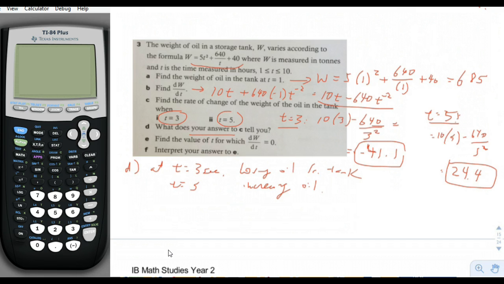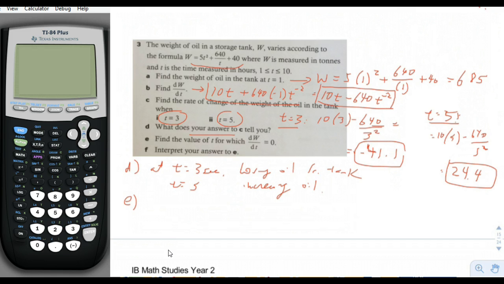And what about E? Find the value of t for which dW/dt equals 0. So when does this expression, dW/dt, equal 0?